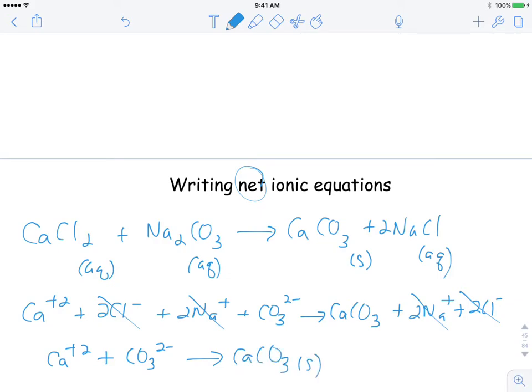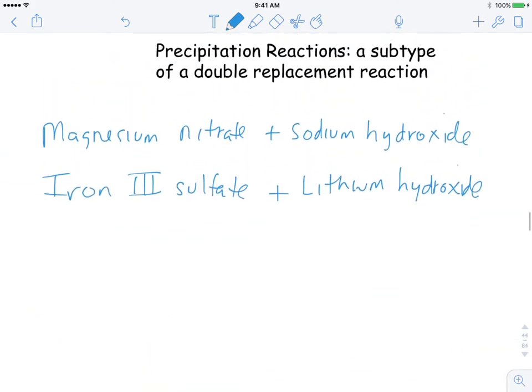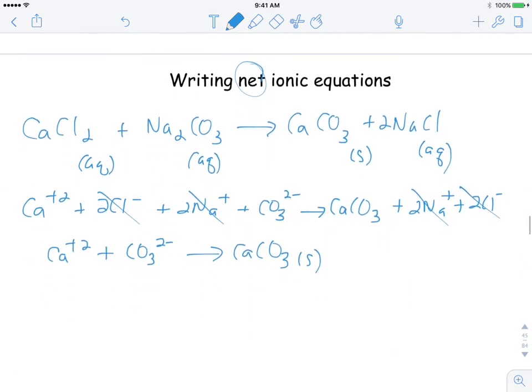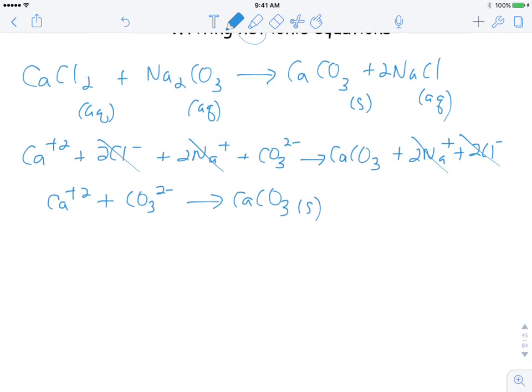I'd like you to go back to all of the equations that I set up here and write out the net ionic equations. Remember, the advantage to doing a net ionic equation is that it really highlights what ions are involved in forming the precipitate. That's all that we really care about. We want to see the ions that are involved in forming the precipitate.